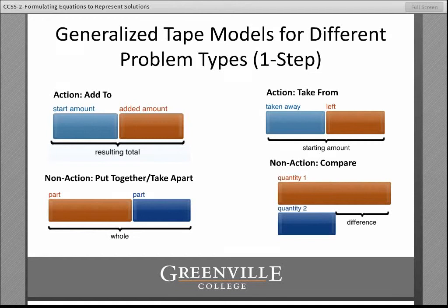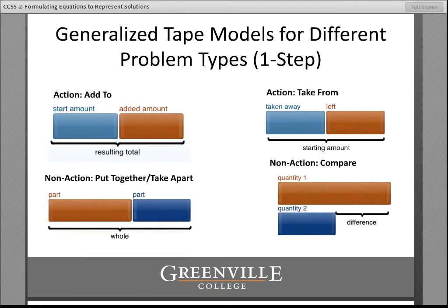When children first start problem solving, it's not uncommon for them to draw pictures to support their sense making. That's an important stage in their development. But when they get to second grade, many of those early representations are just inadequate for the size of numbers that they're going to be working with.